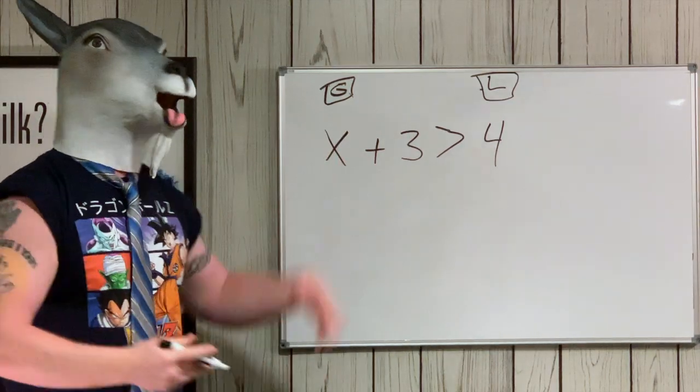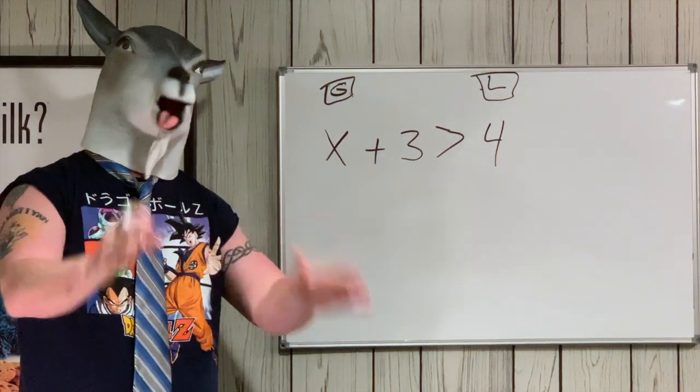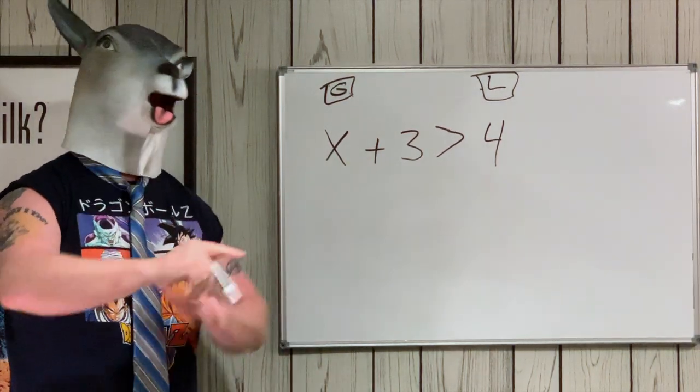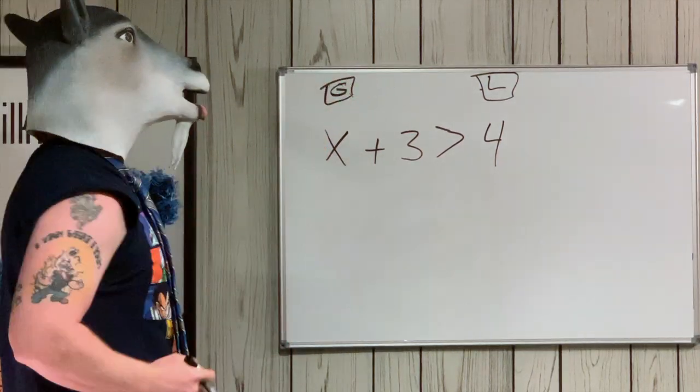We're just swapping out the equal sign for the alligator. As long as you're not dealing with any negatives, if you're not multiplying or dividing by a negative, you're doing it the exact same way. And I got my cheat codes already.